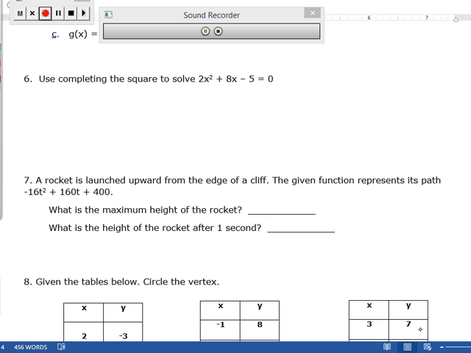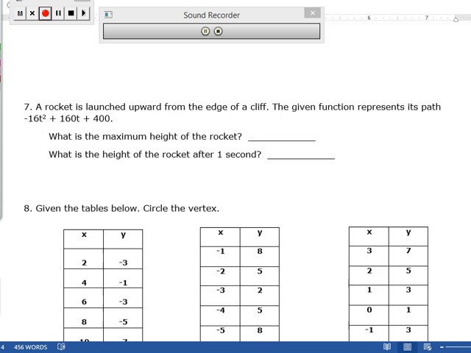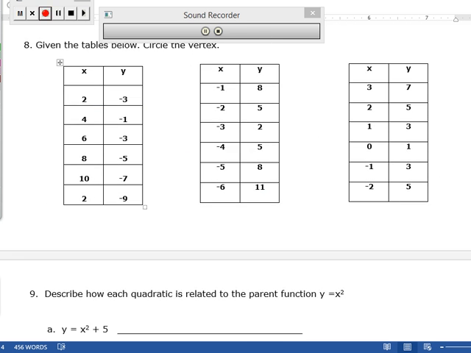Okay, next part's super easy. We're looking for the vertex, which is, we're looking for the symmetry. So we're looking for that highest point or that lowest point. So it goes 3, 1, 3. There's your symmetry. 8, 5, 2, 5, 8. There's your symmetry. 7, 5, 3, 1, 3, 5. There's your symmetry.